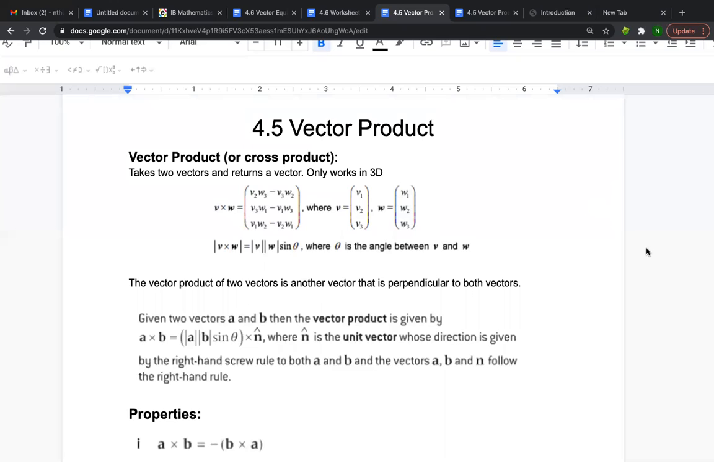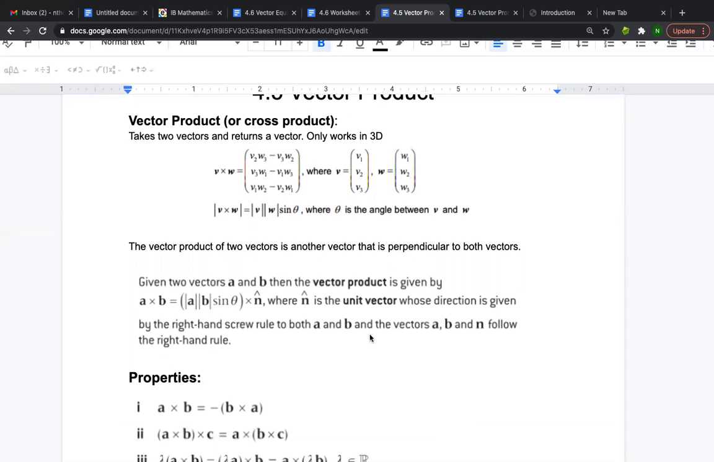So the vector product of 2 vectors is another vector that is perpendicular to them both. So if you have, considering the 3-dimensional plane, you have the X and the Y in one direction, and then the Z plane comes out perpendicular to both of them.